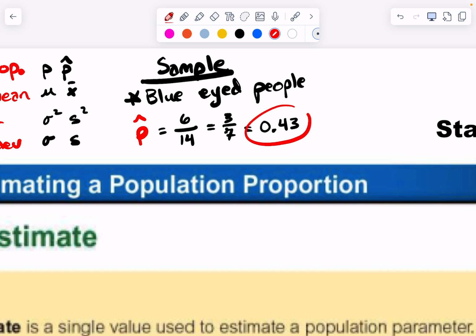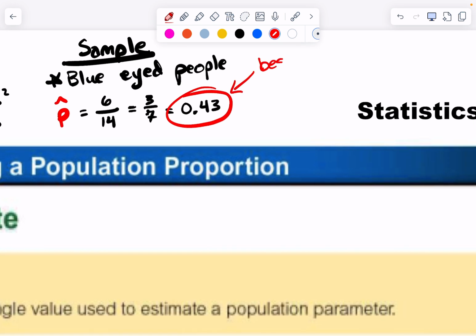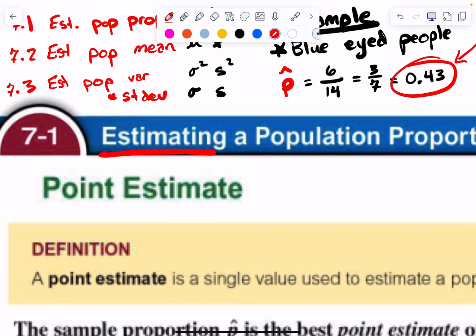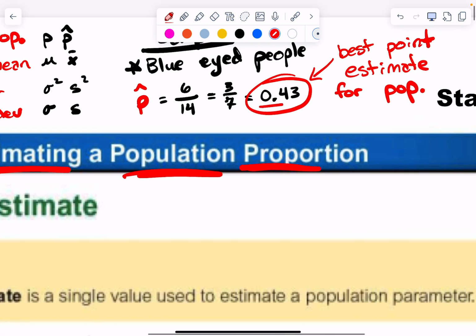Now, 43% is going to be what's called the best estimate. Write that down. We're going to talk about that here in a second. It's the best point estimate for the population. That number is the only number I have to go off of to determine what percentage of people are blue-eyed, so it'd be better than just guessing, because at least I have some data to support it. Aside from surveying the entire population, that's the best number I have. It may not be accurate, but it's going to give me the best. So, if I were to estimate the proportion for the population, I would say somewhere around 43%.